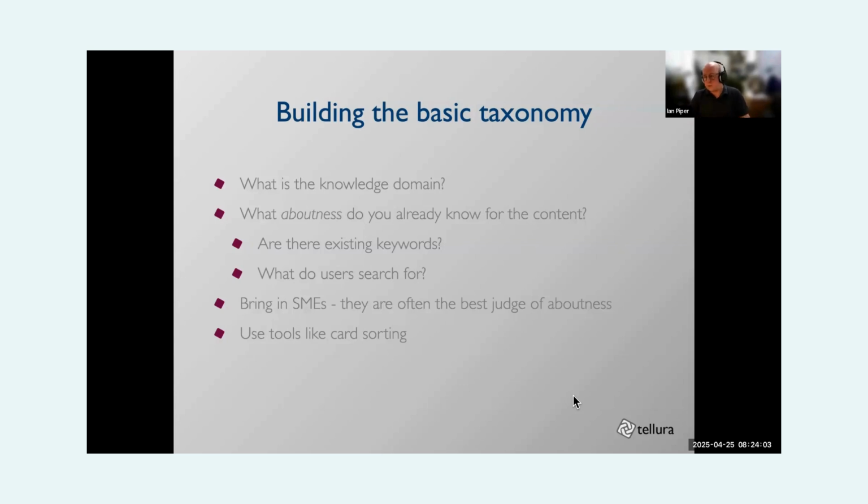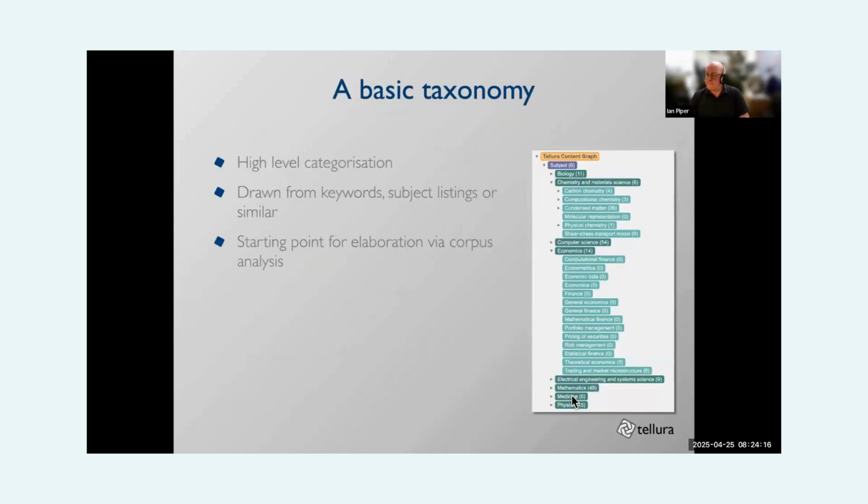Subject matter experts are really important. They're often the best judge of aboutness of content. And there are some practical tools, like card sorting, that you can use to build this basic taxonomy. What I've got here is a basic taxonomy that I derived from the subject classification that arXiv uses. It's a two-level, fairly straightforward taxonomy, so it's a subject categorization, really. That would be the starting point for elaborating and building a richer taxonomy using corpus analysis.